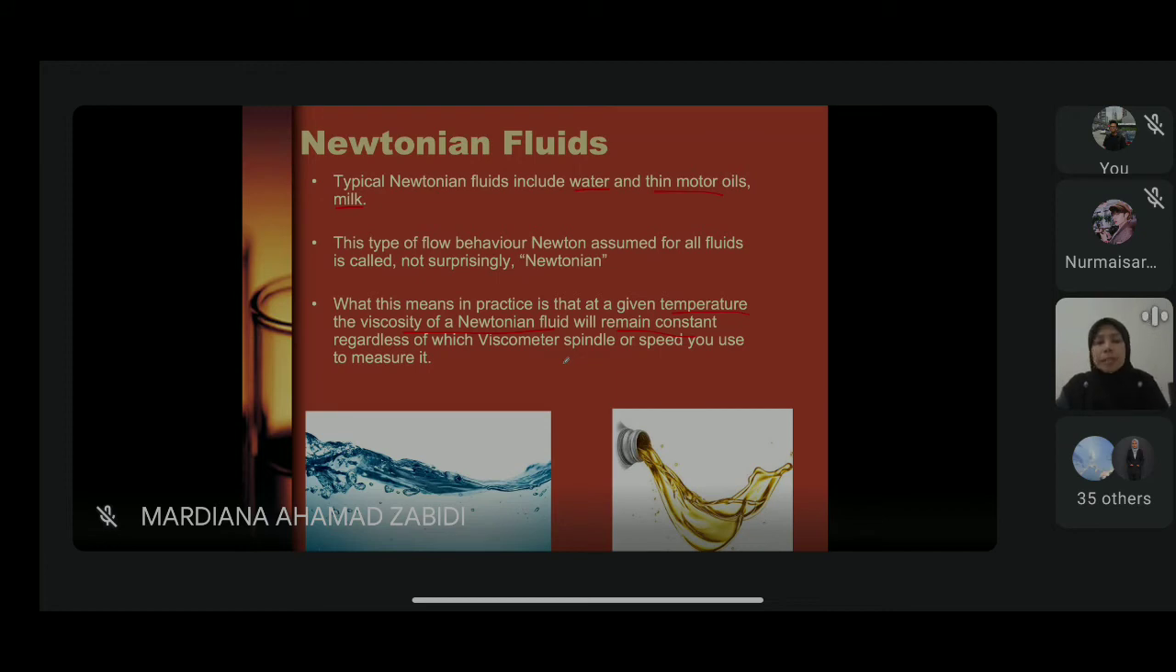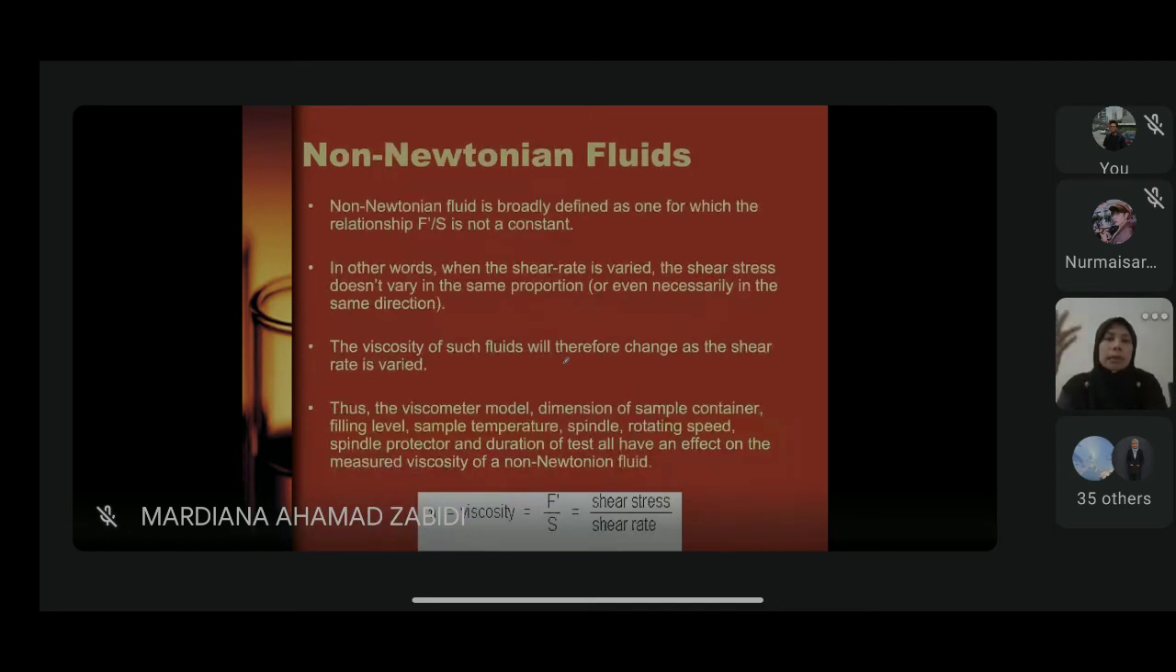Okay, remain constant. Regardless of any spindle, type of spindle that you use. Remember just now kita ada different type of spindle. We have the thick spindle, and then we have a large diameter of spindle. We have small diameter of spindle. So regardless of any types of spindle also, it will not have any effect towards the viscosity of that particular liquid. So those type of liquid is known as Newtonian liquid. Okay, Newtonian fluid. And then when we talk about other types of liquid, we have different types of fluid.